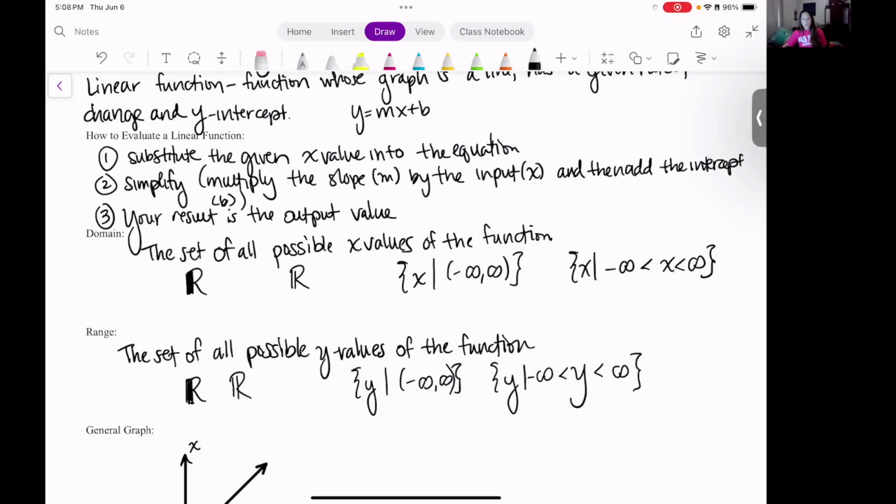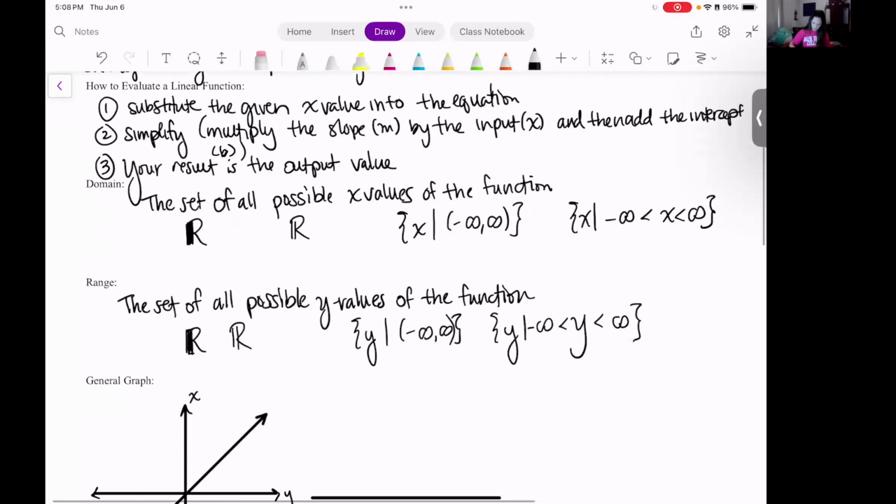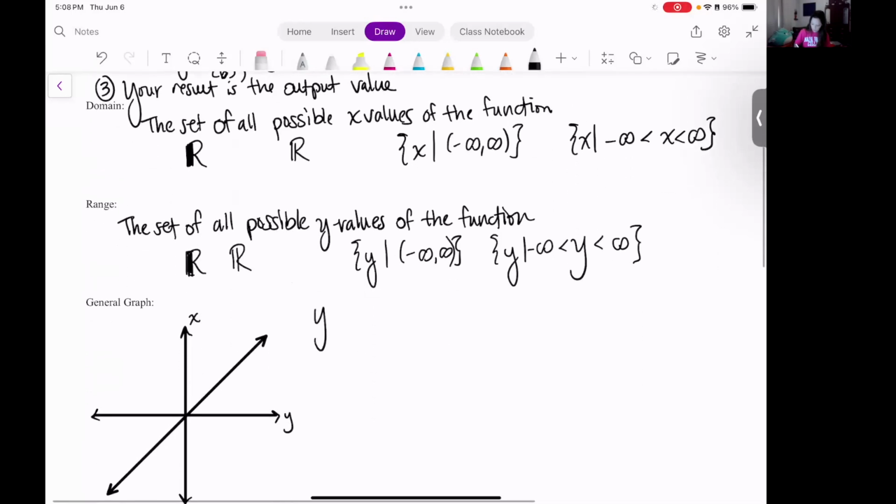When we're talking about a linear function, the general graph, I'm going to speak about the parent function, which is the most basic general function where y equals x. That general function of y equals x is going to have the y-intercept of 0 and a slope of 1. This is the general parent function. All linear functions stem from this parent function.